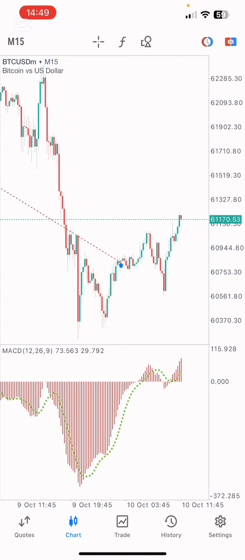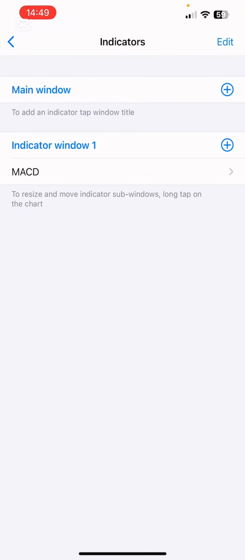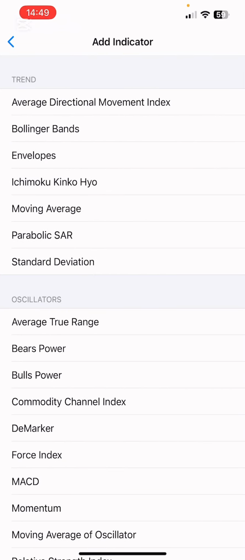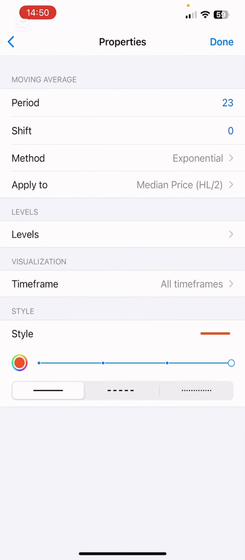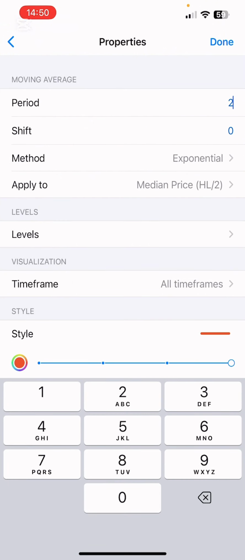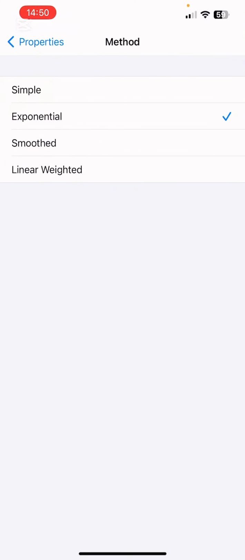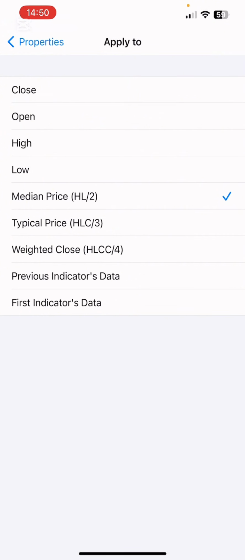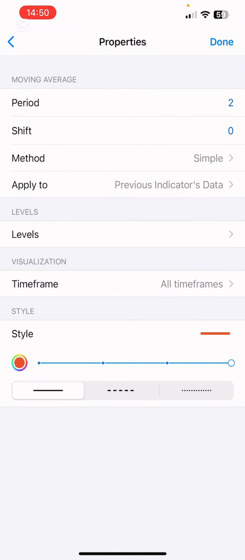After adding the MACD, you are going to add moving average. You come again here, under indicator window 1. We look for moving average. Then this is the moving average. The period is going to be 2. This is 0. We change this to simple. Then the method, we are going to change to previous indicator data.